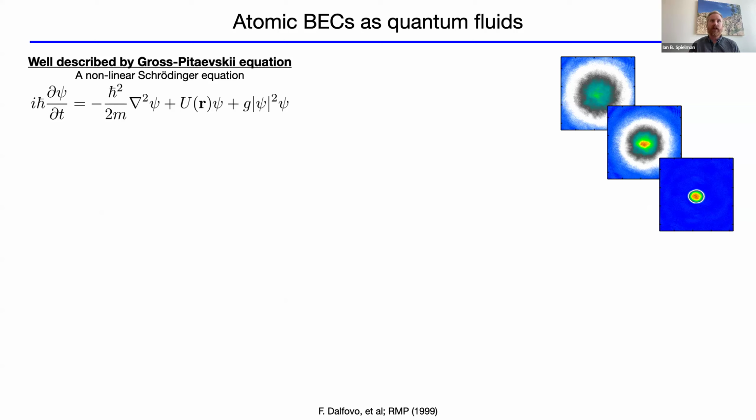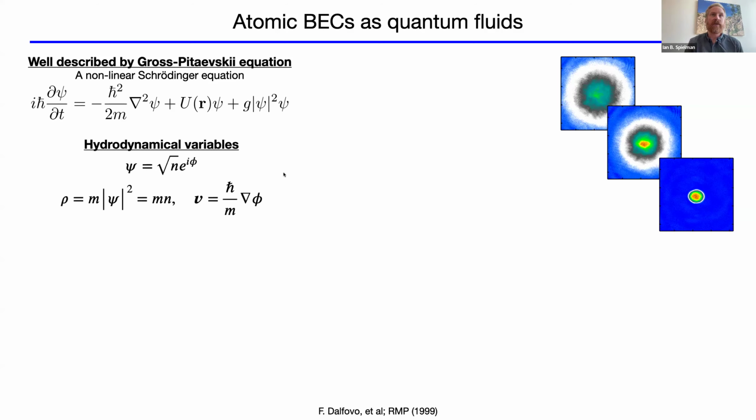So for starters, our atomic BEC consists of just a single hyperfine state. So in a sense, it's a scalar field. We'll characterize a scalar field by the mean field wave function psi, which evolves according to the Gross-Pitaevskii equation at very low temperatures. So it's a nonlinear Schrodinger-like equation with an interaction term that's proportional to the density of the atom, psi squared.